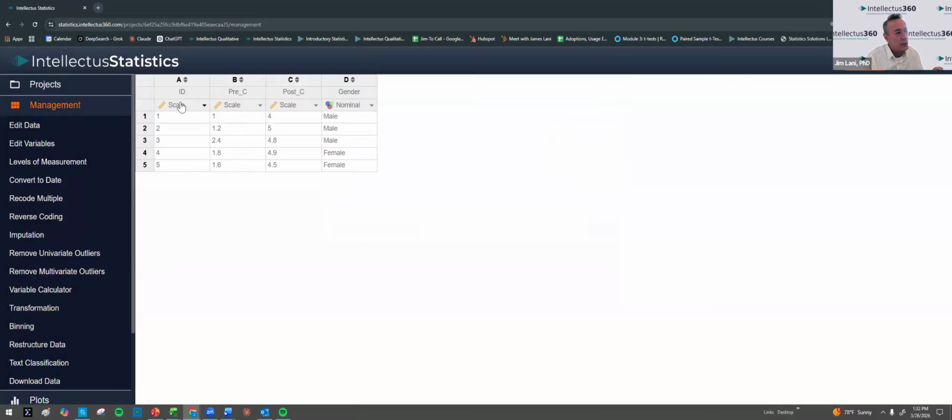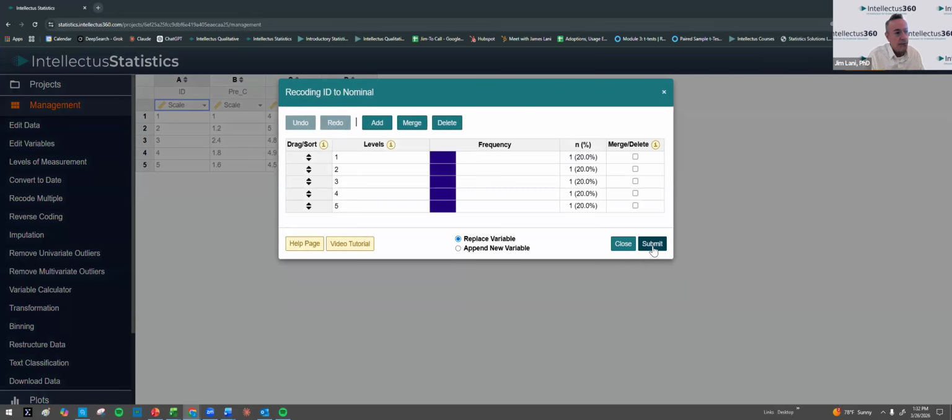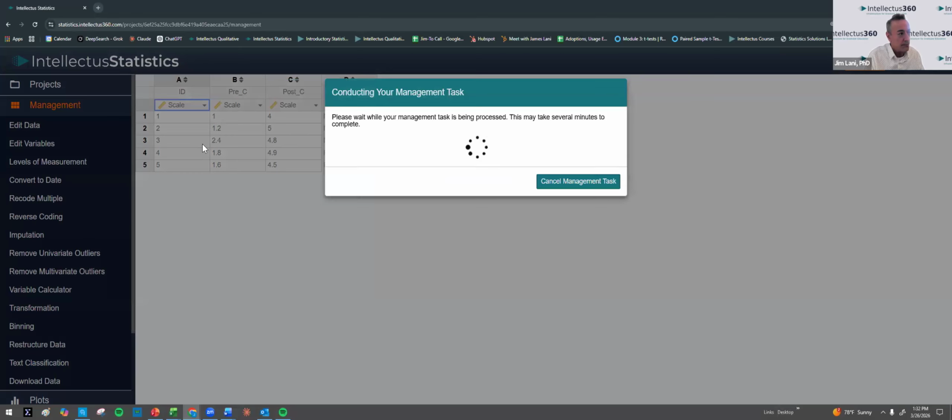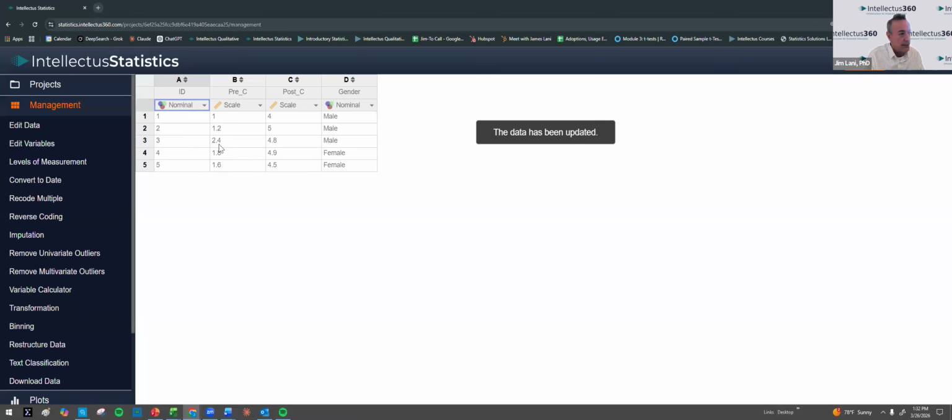Okay. So sometimes a number, not sometimes, always a number is going to come up as scale, but these are just labels. This is just person one, person two. They're not in order. Okay. So these are really nominal. So you want to validate your levels of measurement to make sure that they're right.